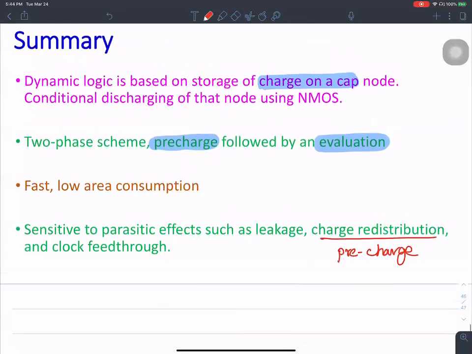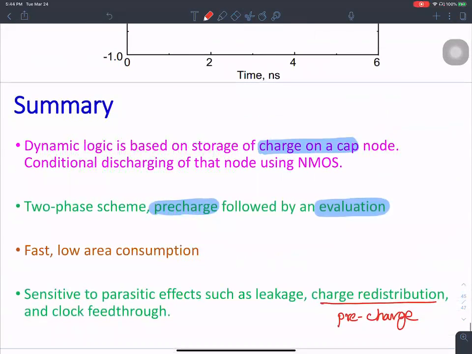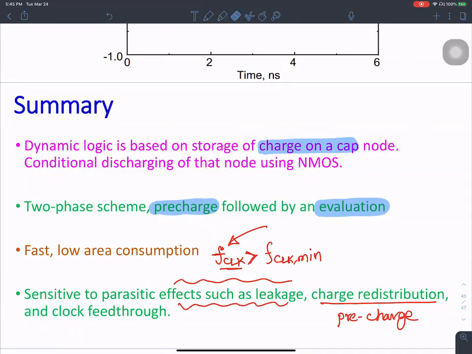And we can reduce the effect of charge leakage by operating F clock greater than F clock minimum. By making sure that my clock frequency is fast enough, by imposing a lower limit on the operating frequency, I can make sure that the effect of charge leakage is not adversely affecting my circuit.